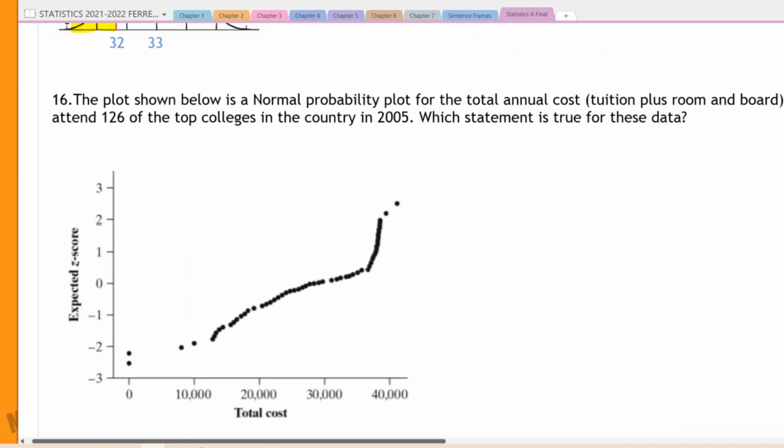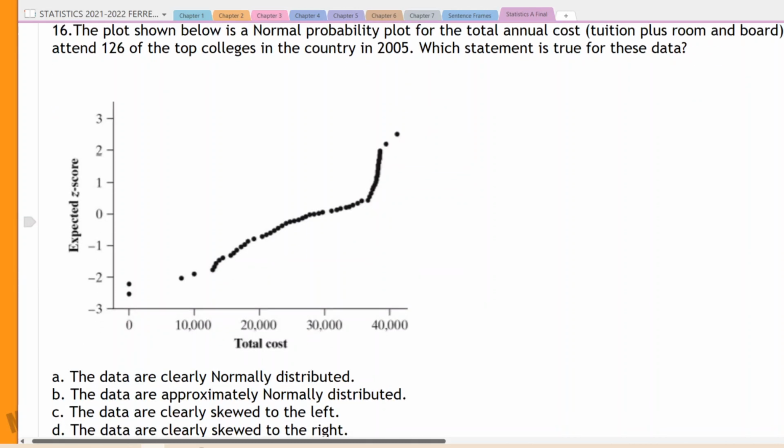Moving over here to 16, we've got a normal probability plot for the total annual cost to attend 126 top colleges in the country in 2005. So what is true about this? If you take a look at this data, look at the shape of it, these are all mostly in a straight line on the left side. Let's highlight that. And then it takes a sharp turn upwards.